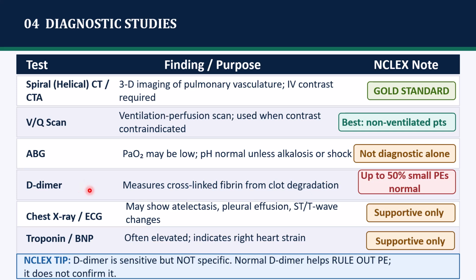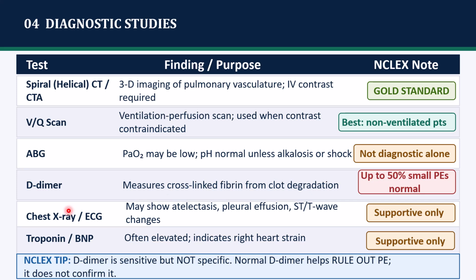D-dimer is a blood test that measures cross-linked fibrin fragments, the byproducts of clot degeneration. Now here's the NCLEX trap. D-dimer is sensitive but not specific. What does that mean? It means many things can cause an elevated D-dimer, like infection, trauma, surgery, pregnancy, not just PE. And critically, up to 50% of patients with a small PE will have a normal D-dimer result. A negative D-dimer helps rule PE out, but a positive one doesn't confirm it.